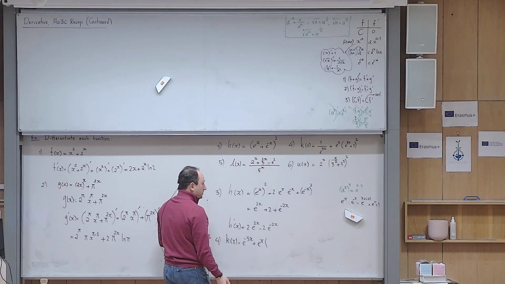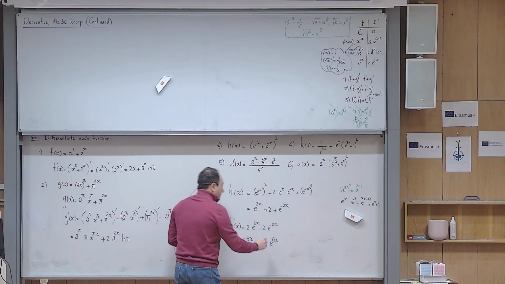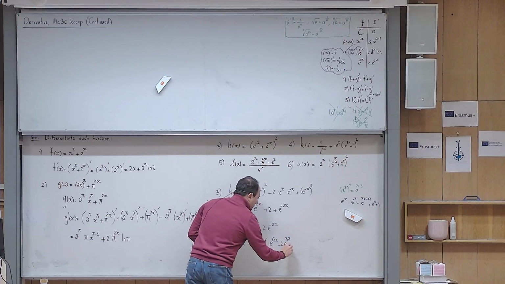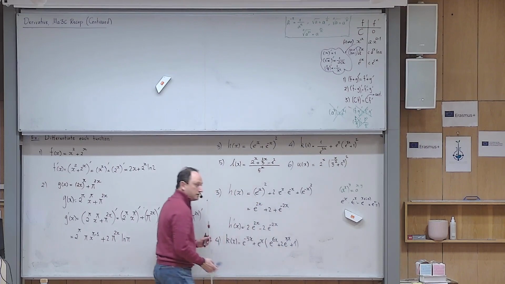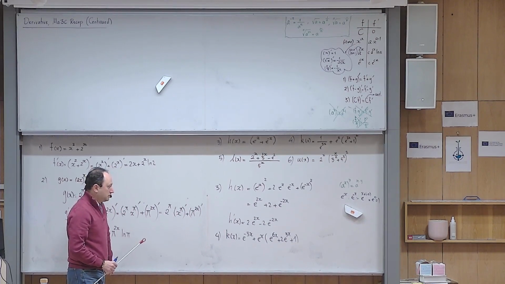The first one squared becomes what? e to the power 6x. And 2 times the first one times the second one is 2e to the power of 3x, and finally the second one squared. Yes? So still one more step is needed so that I can start differentiation.